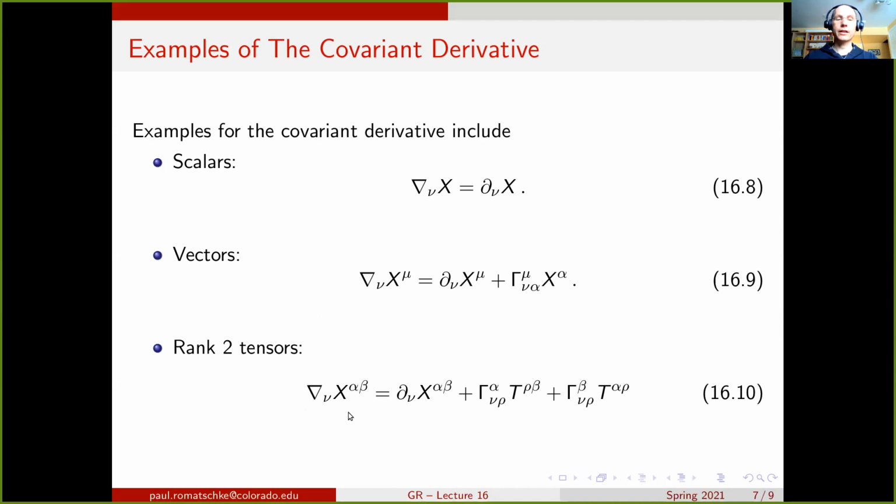For rank 2 tensors, then, we have the same idea. The covariant derivative acting on the rank 2 tensor is equal to the usual derivative acting on that tensor plus the Christoffel symbol with one of the upstairs indices matching the tensor we're interested in, and somehow I switched notation from x to t. I apologize. These should both be x's. And there's a second Christoffel symbol that carries the second upstairs index here. And again, this should be x instead of t.